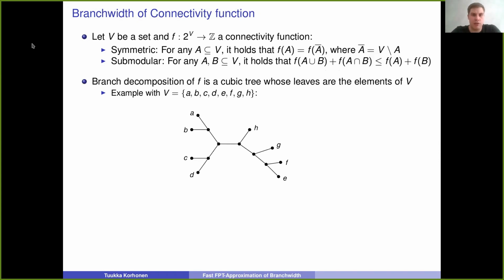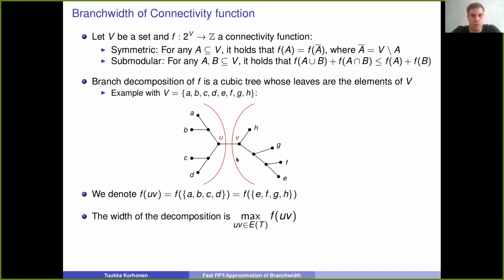And the branch decomposition of a function is a cubic tree, so all internal nodes have degree 3, whose leaves are the elements of this set V. So for example, when we have V as A, B, C, D, E, F, G, H, this can be one branch decomposition of such a function.